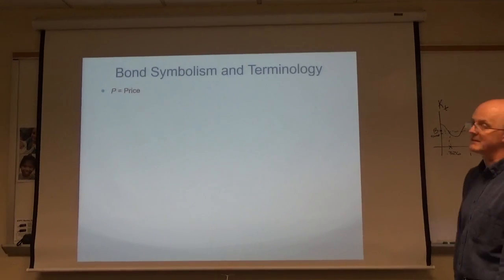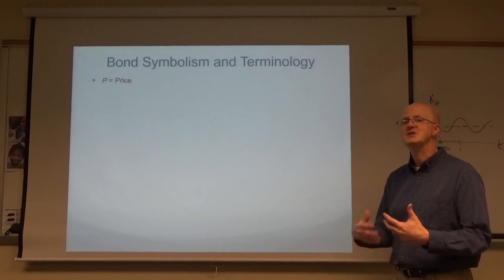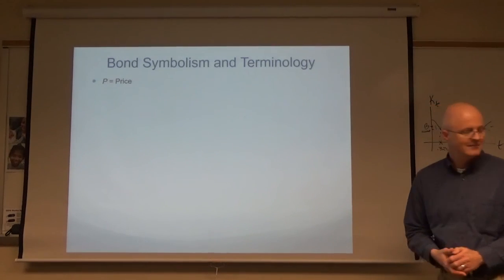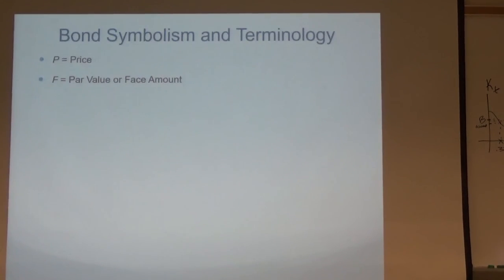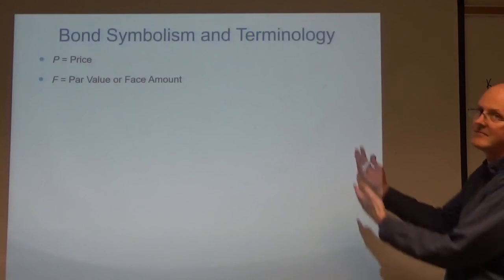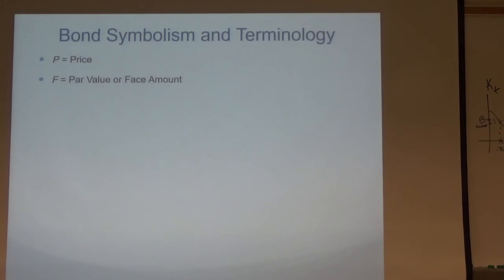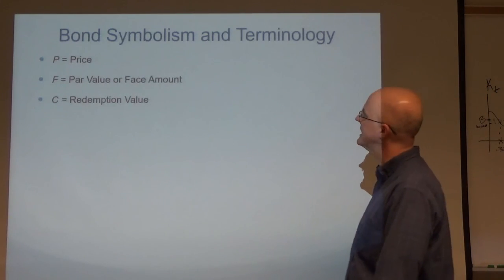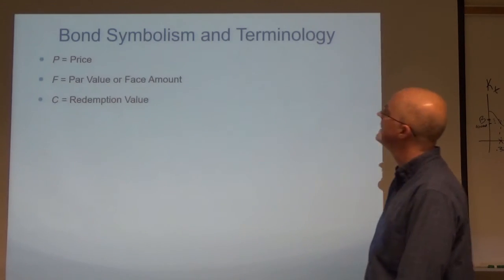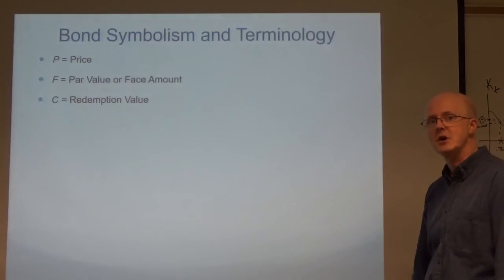P represents the price, okay? How much do you buy the bond for? F is the par value or face amount. In the example from the previous slide, that was $1,000. Just what is printed on the bond, if it does have a print form to it, or electronically, that face amount or par value is communicated. C represents the redemption value, okay? This is pretty standard terminology and letters to use. That's how much you receive at the end of the term of the bond.